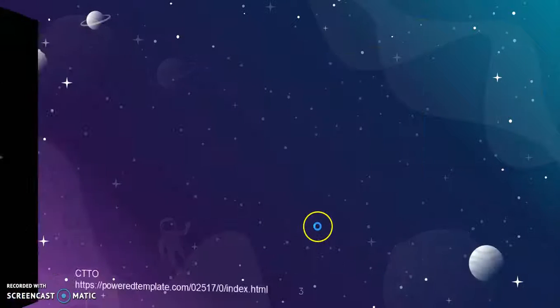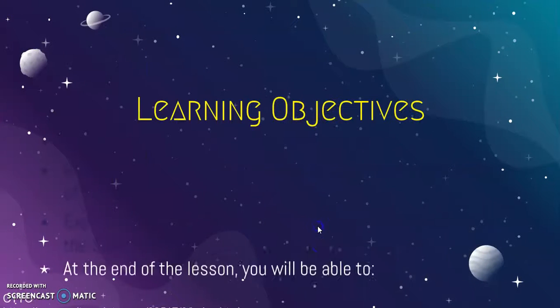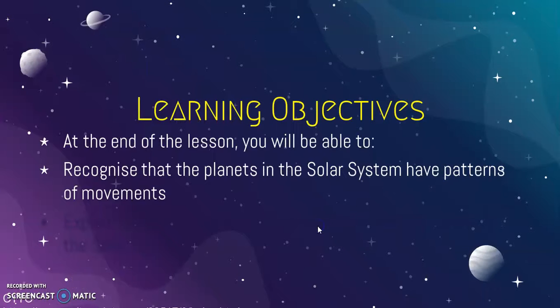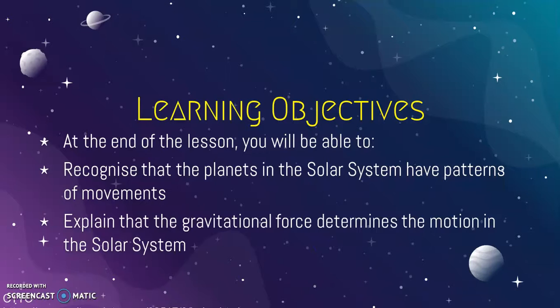So at the end of this lesson, you will be able to first recognize that the planets in the solar system have patterns of movements. Do they have patterns? Let's find out what kind of patterns they have. And you will be able to explain that the gravitational force determines the motion in the solar system. So when we say gravitational force, what does it mean? We will discuss it.